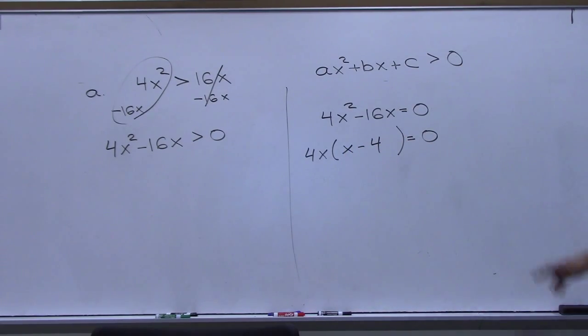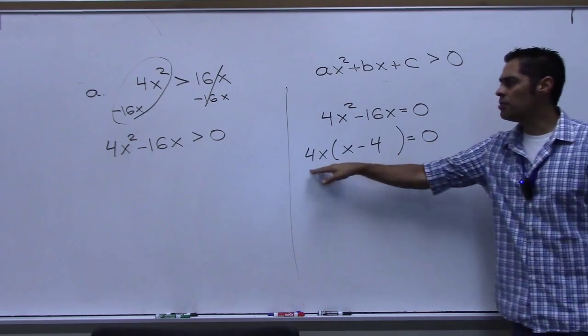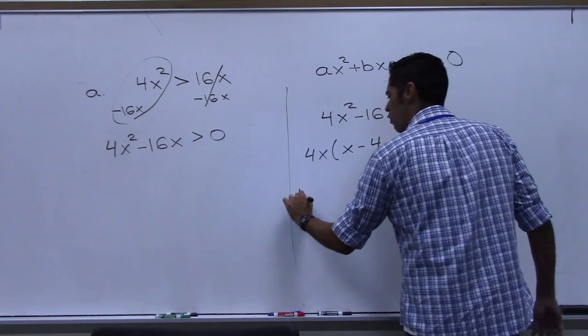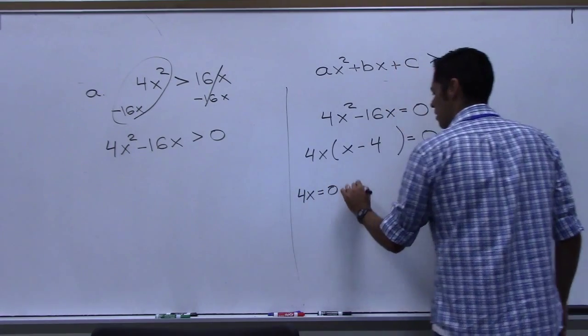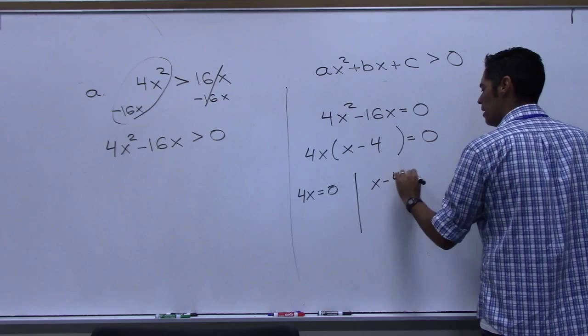And then what do you do with each of those? Set them both equal to 0, right? You set each of these factors equal to 0. So you set 4x equal to 0, and you set the other one, x minus 4, equal to 0, right?